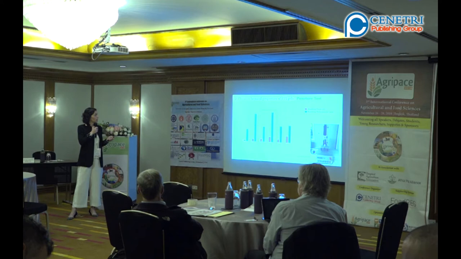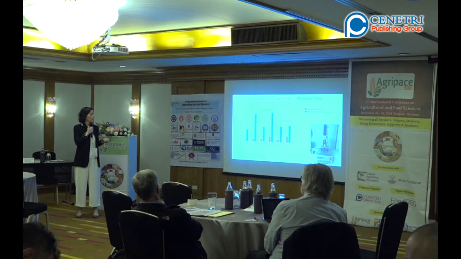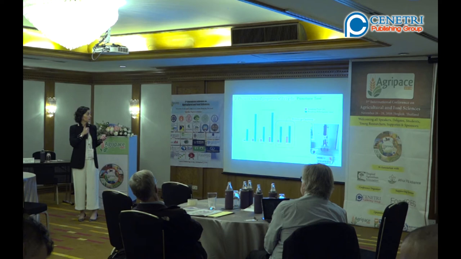And moreover, see that when we add 5 units of microbial transglutaminase, breaking force and breaking deformation also increase. But when we add 7 units, both parameters decrease. That is due to the extremely higher formation of cross-linking that made the matrix of our gel become bigger, and thus very low deformation.